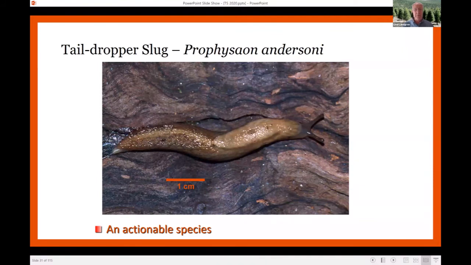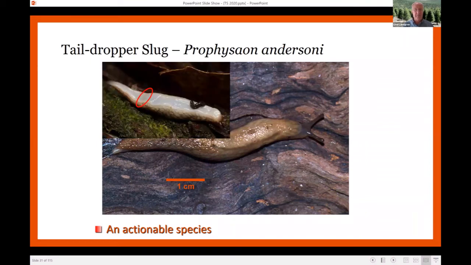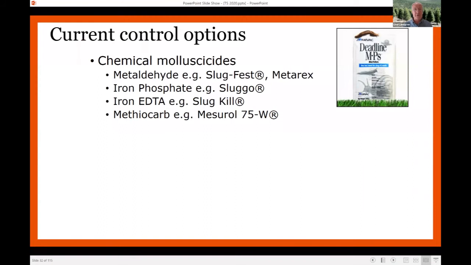The tail dropper slug is another one. They all look a little different from each other, but again, the most common is that Deroceras species. Control options: there are molluscicides that you can put out, particularly in the shipping yard. There's less. Not all of these are available to be put out in the fields.